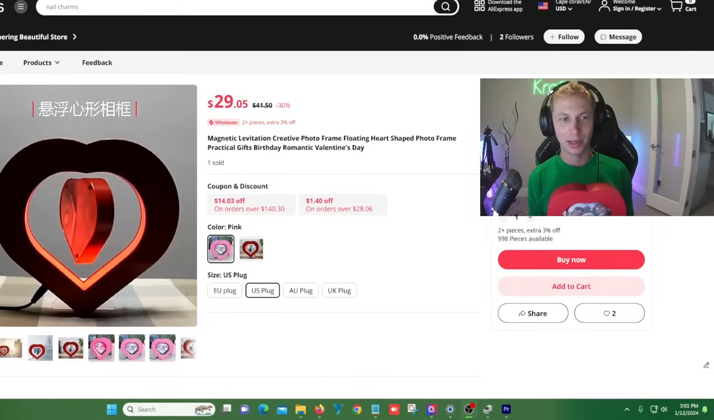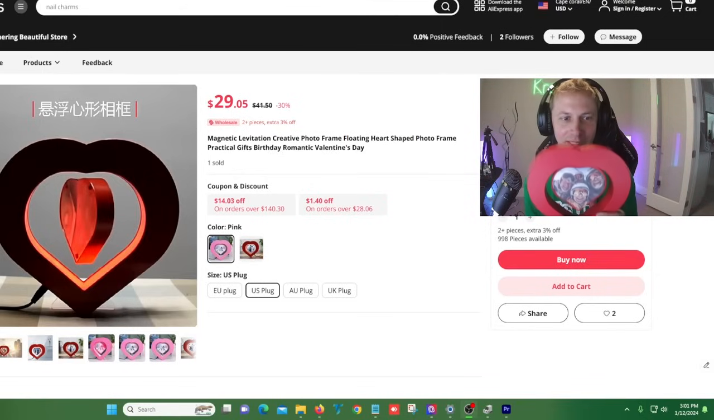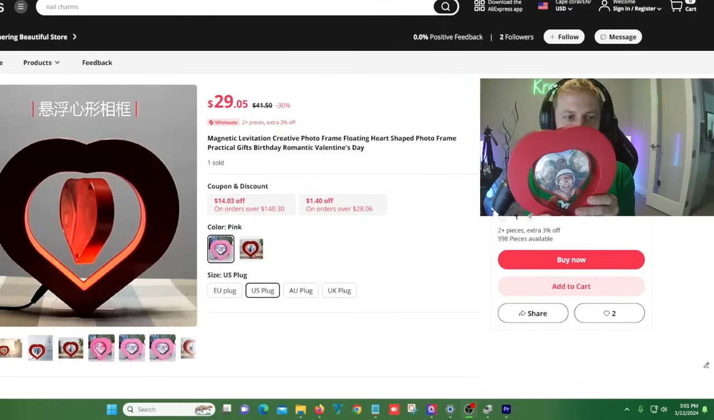Well, I don't usually reveal any products because usually people saturate them and they wouldn't be good for you to advertise anyway. But here, this is my awesome product in the process of testing. This is the levitating magnetic photo frame. It hovers right here, as you can see.